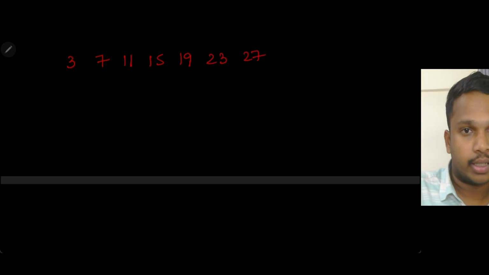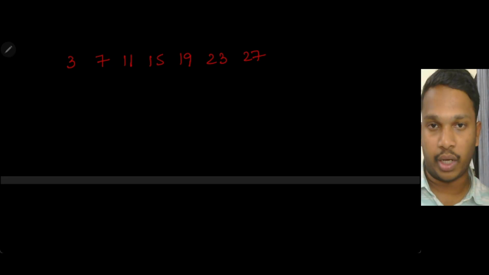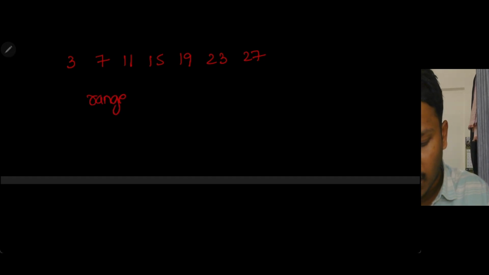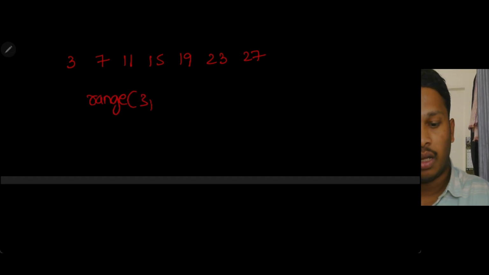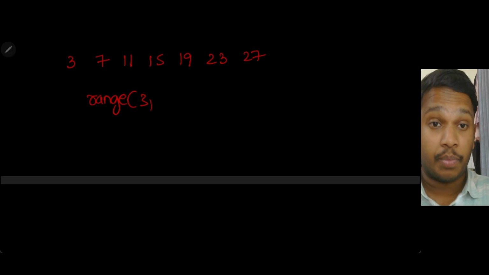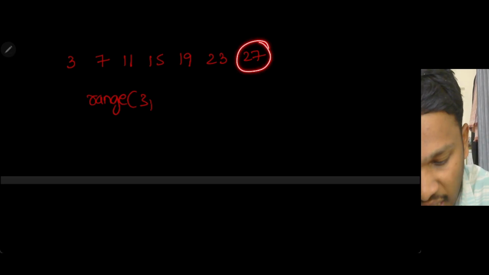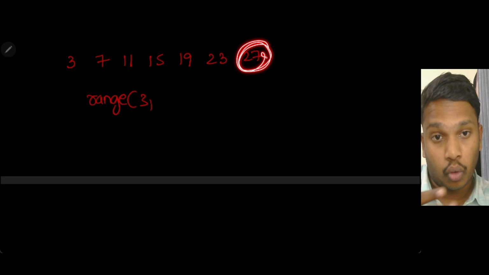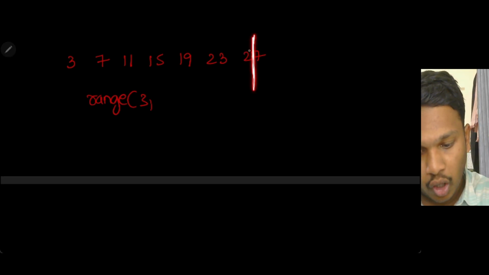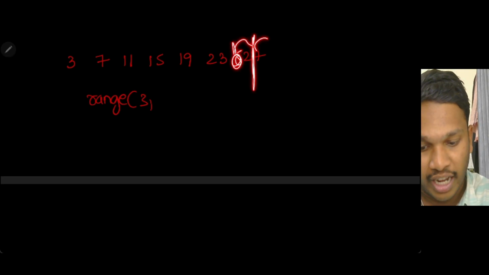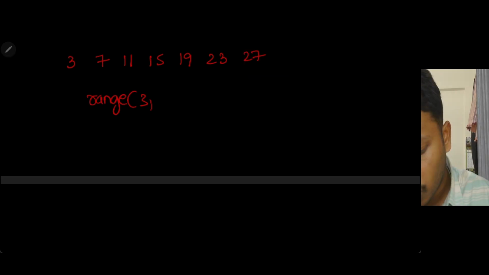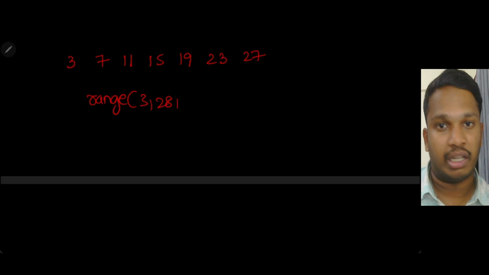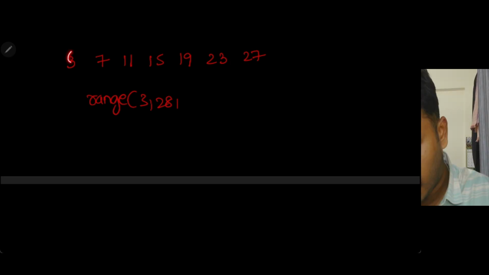How can I write this? Okay. Now, what is the starting point? 3. So, range is the function. What is the starting point? 3. Next, what is the ending point? 27. But I told you, if you write 27, you will not get 27. You will stop before only. So I am writing one number extra. So, till 28, if I do, I will get 27 also.